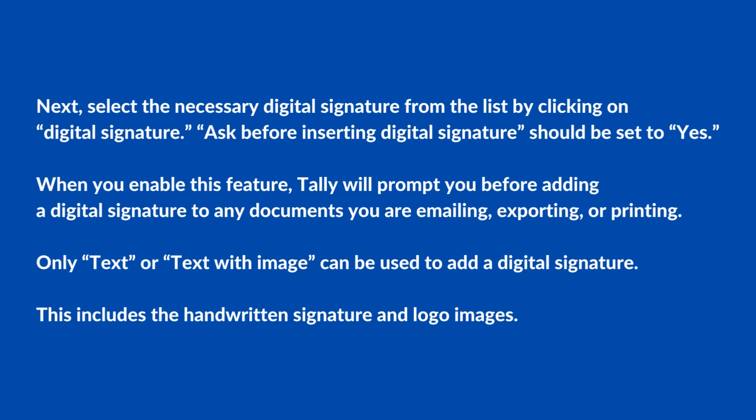Next, select the necessary digital signature from the list by clicking on Digital Signature. Ask before inserting digital signature should be set to yes. When you enable this feature, Tally will prompt you before adding a digital signature to any documents you are emailing, exporting, or printing. Only text or text with image can be used to add a digital signature. This includes the handwritten signature and logo images.